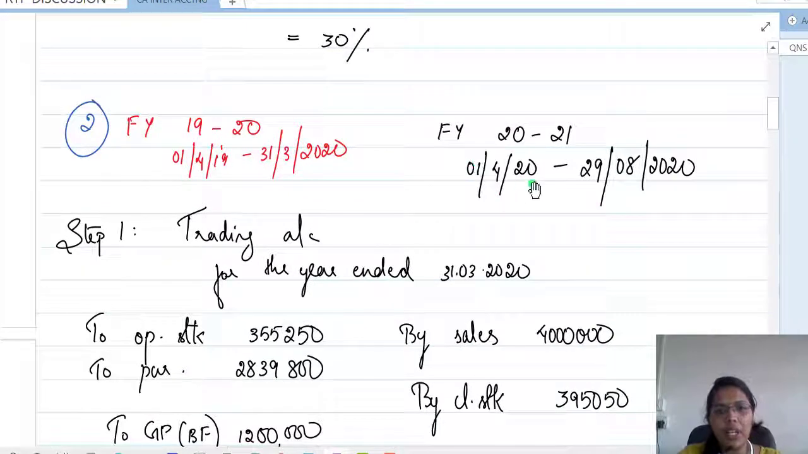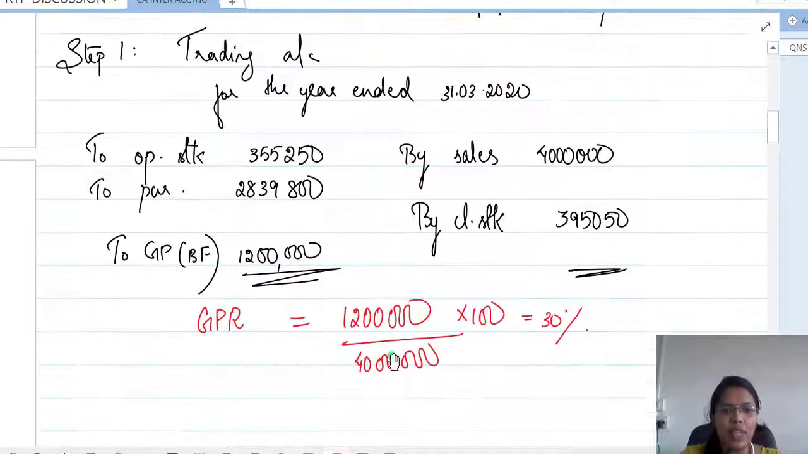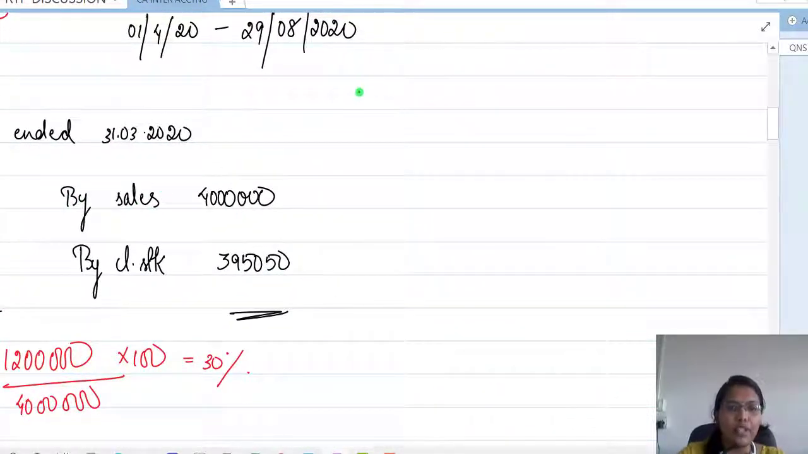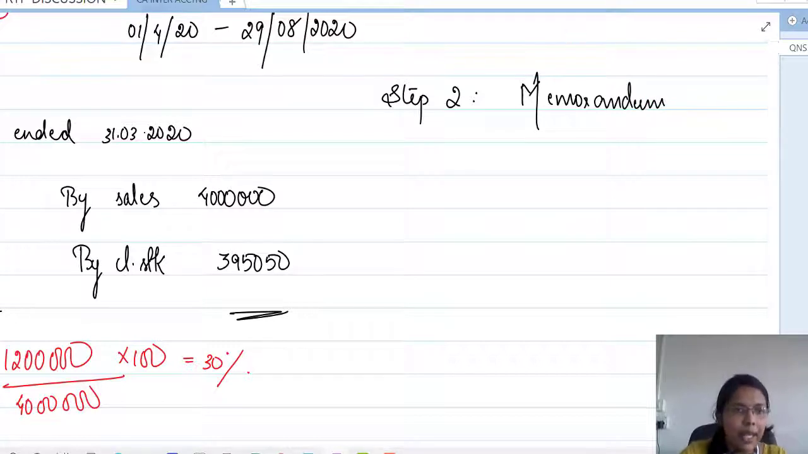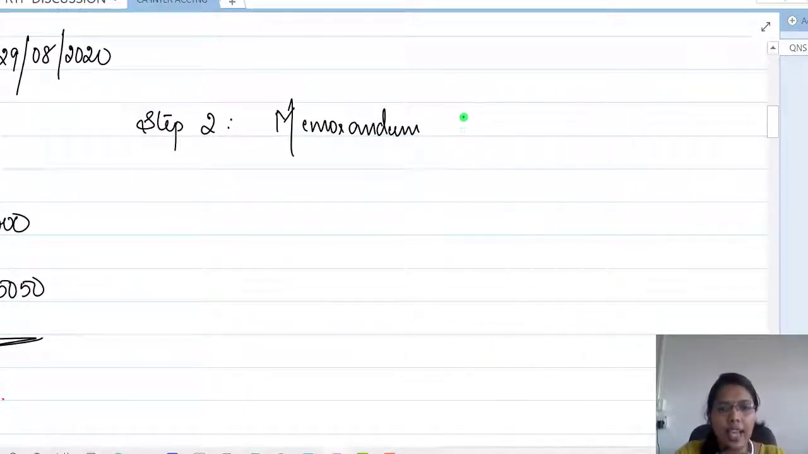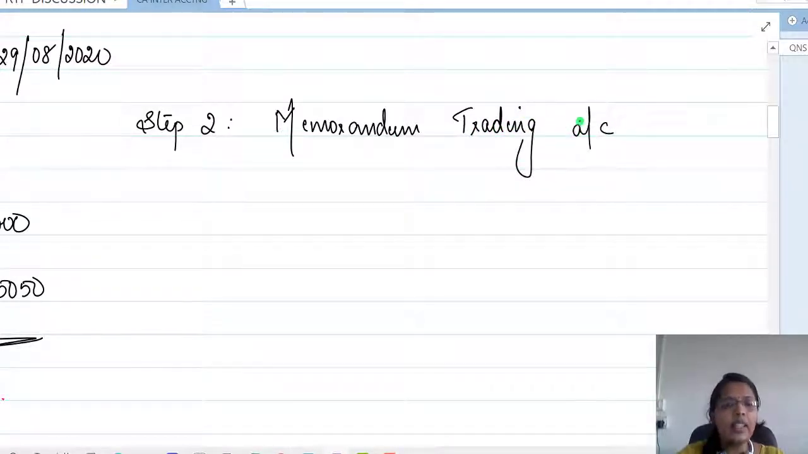So which means for the year 2020-21 also, to find out the stock that was actually destroyed due to fire, we have to consider the same GPR of 30%. That is, you do not have to make any adjustment. So let's move on to the next step, step number 2, memorandum trading account. And the name given is not trading account because the year isn't complete and we are only recording transactions from the start of the financial year in which the fire occurred till the date of fire. So it is not the entire 12 months, hence the name memorandum trading account.